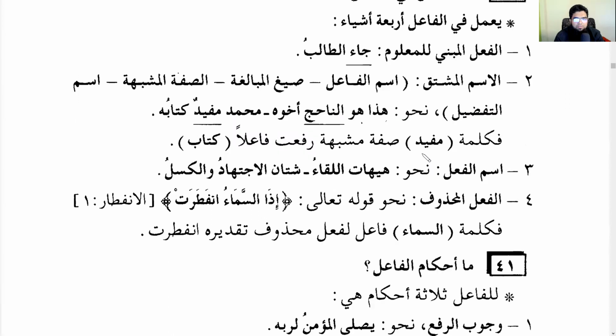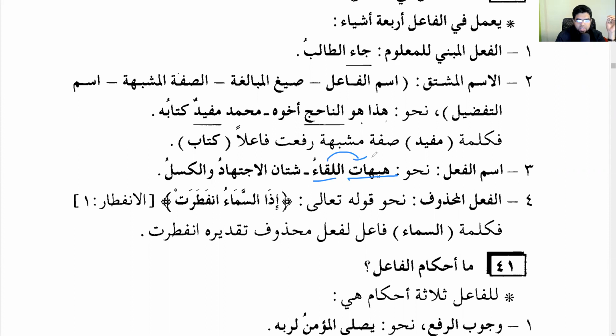Then ismul fi'l. The other thing which could have a fa'il is ismul fi'l, nahu hayhat al-liqa'u. So ismul fi'l is a noun which gives the meaning of a verb, right? Hayhata is a noun. Hayhata means far away. Hayhata lima tu'adun. So far away is the liqa'u.